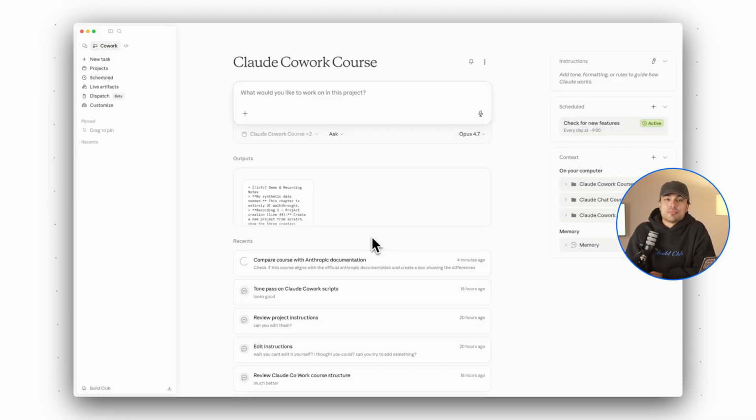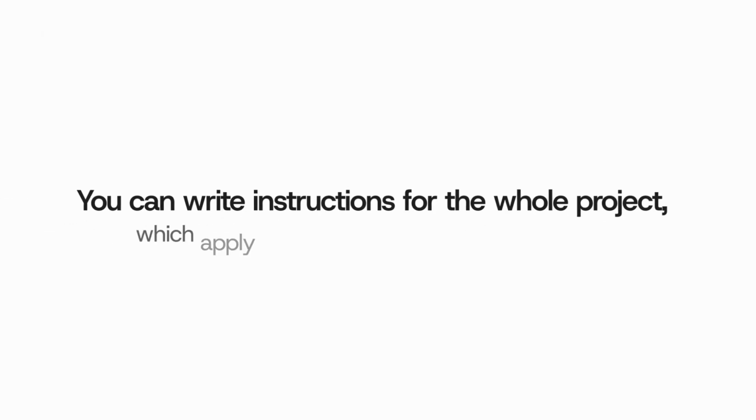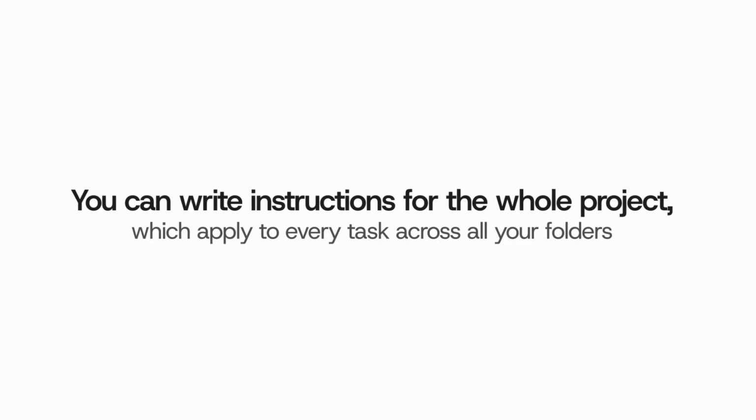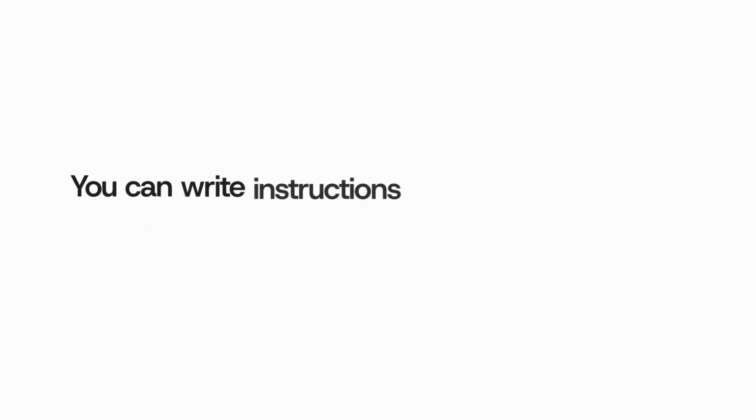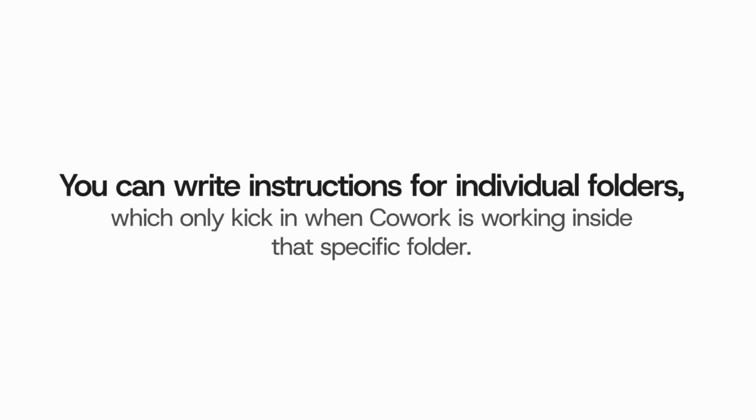Now we'll get back into the main project view and dig into instructions. Just like in Claude Chat, you can write instructions that get read at the start of every task. In Cowork, there are two levels. You can write instructions for the whole project, which apply to every task across all your folders, and you can write instructions for the individual folders, which only kick in when Cowork is working in that specific folder. This way, you can keep general instructions at the project level, and you can have more specific ones when they're needed.